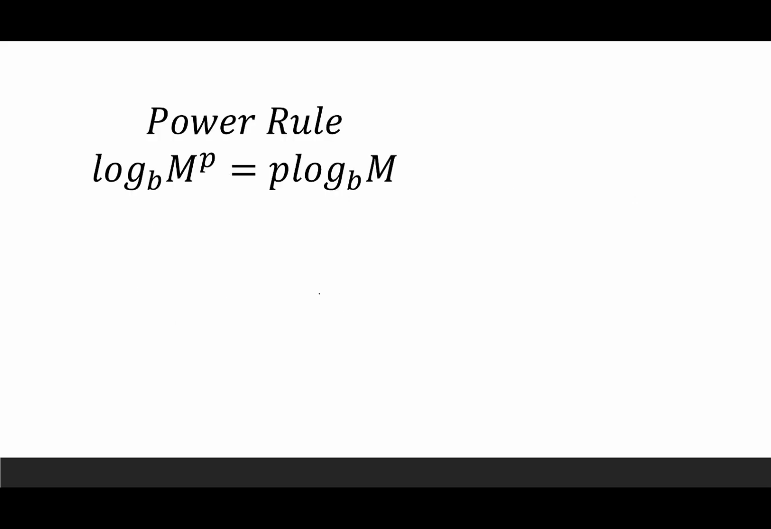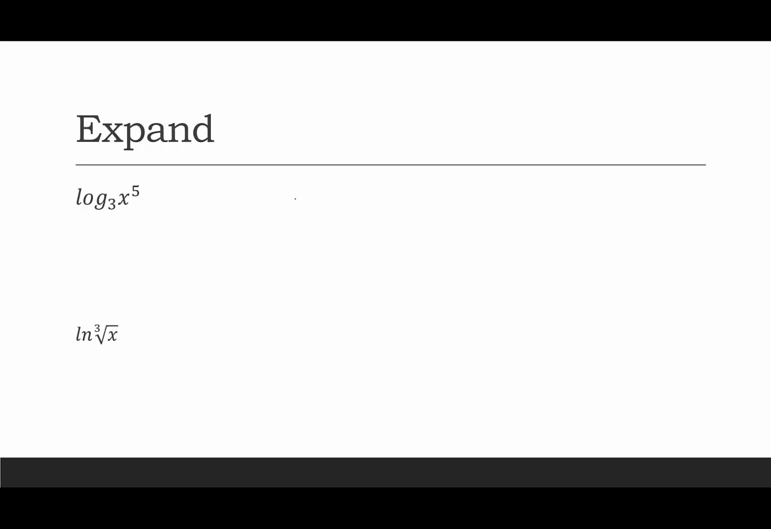The last rule we'll talk about is the power rule. So this is the log base b of m to the p. The p as the power comes in front as the coefficient, so it's multiplying the log. So I have log base b of m to the p is p times log base b of m. So let's try a few examples. Log base 3 of x to the 5th, so that power 5 becomes a coefficient. I have 5 times the log base 3 of x.